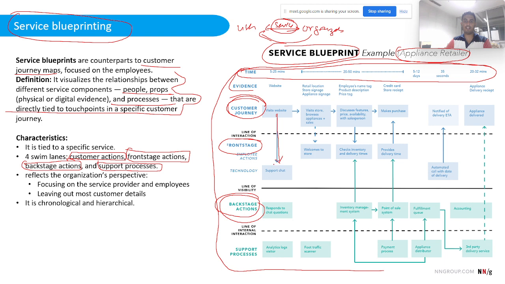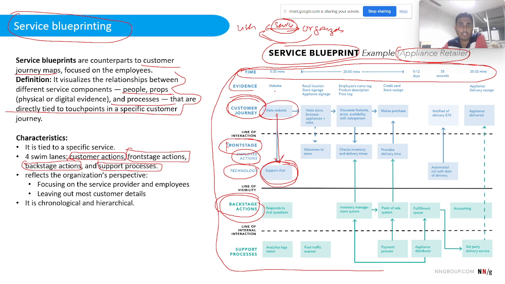Okay, so this is a front end. It's a support chat. Here we are trying to map how a customer interacts with a particular appliance retailer via a chat box. That's the front stage actions, and that is supported by technology as well as by employee actions. This is how the front end handles customer inquiries.